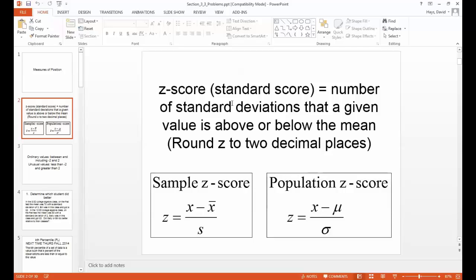So Z-score, number of standard deviations a given value is above or below the mean. It says round Z to 2 decimal places. Now our sample Z-score is x minus x bar all over s. Our population Z-score is x minus mu over sigma. You can see that these are basically the same formula. Your data point, x, minus your mean over your standard deviation.